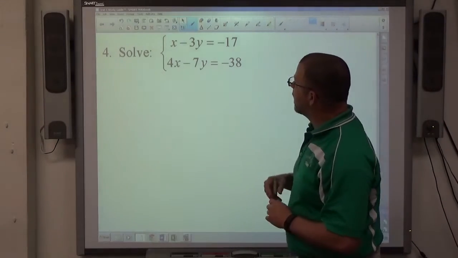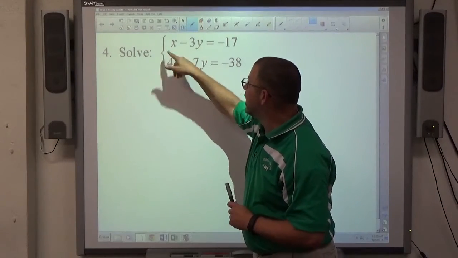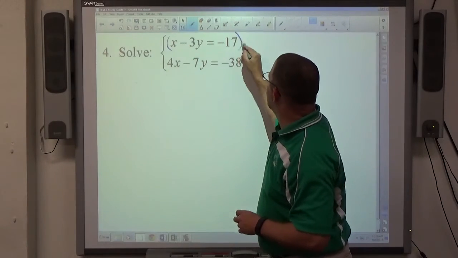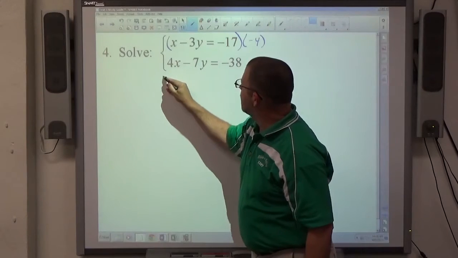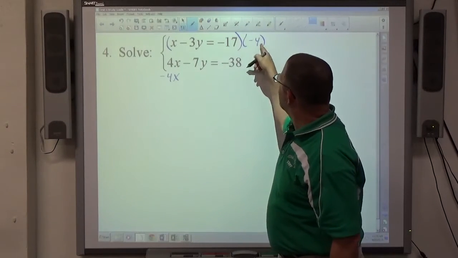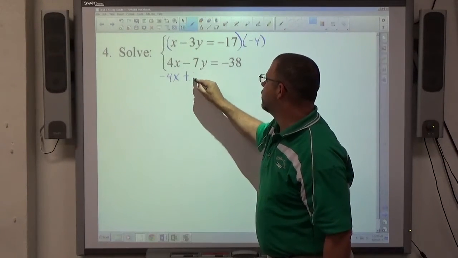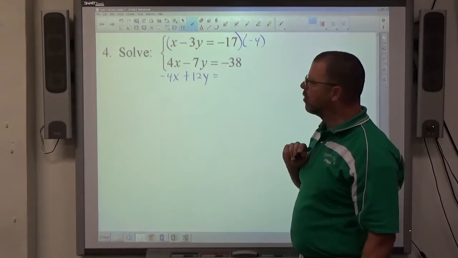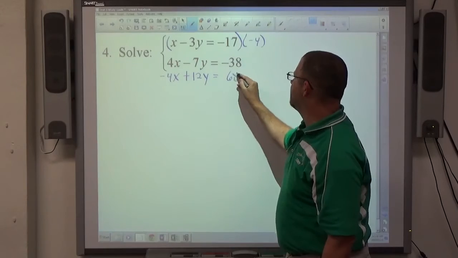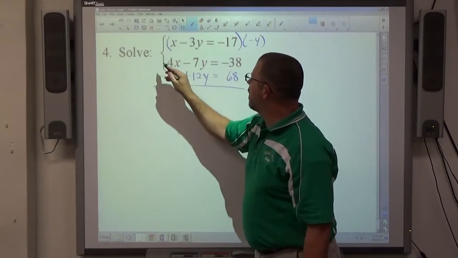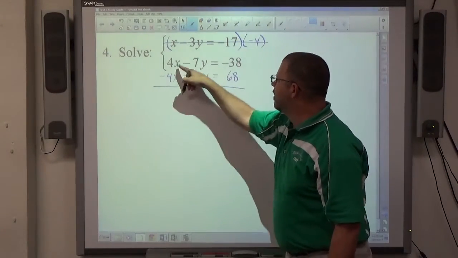Probably the easiest technique here, that's 4x. I'm going to make this a negative 4x. So I'm going to multiply the top equation by negative 4. Negative 4 times x is negative 4x. Negative 4 times negative 3y makes positive 12y. Make sure signs change when you multiply negatives. Negative 4 times negative 17 makes positive 68. So now I've got, instead of that equation, I've got these two equations.